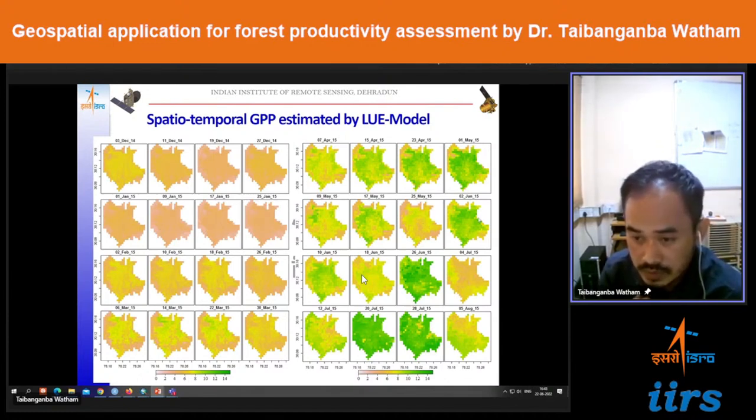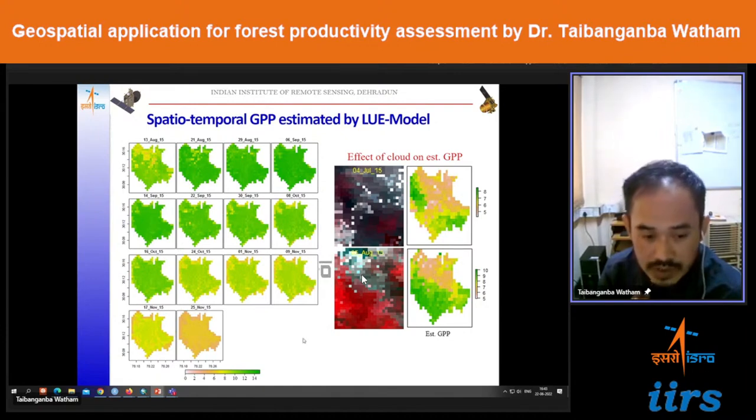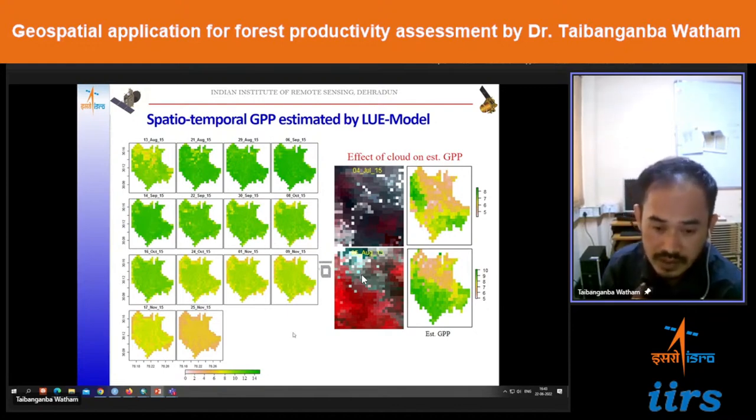Then you can see towards June, by the monsoon season, more greening of our forest and more GPP. You can see more increase in the forest productivity towards August, September and October, and with the end of the season, towards November and December, there will be a slight decrease in the gross primary productivity, or productivity by the vegetation.